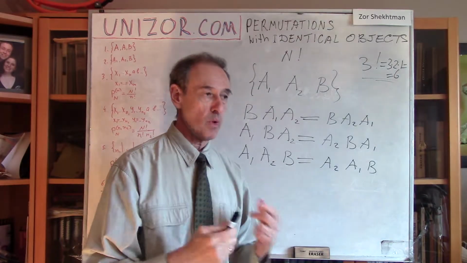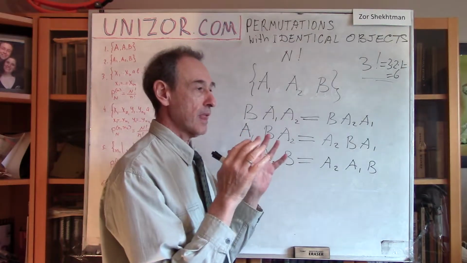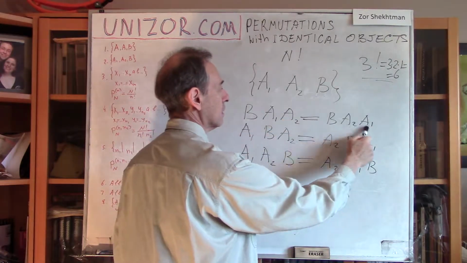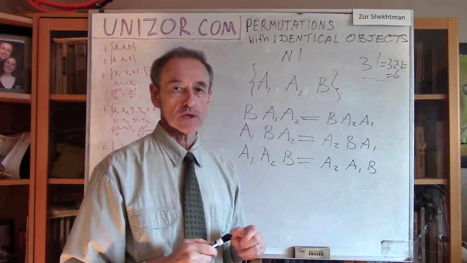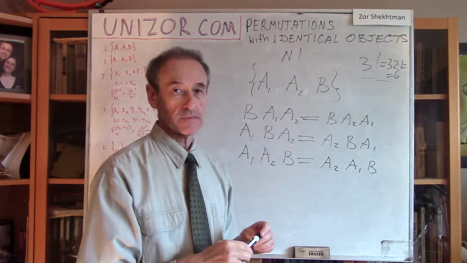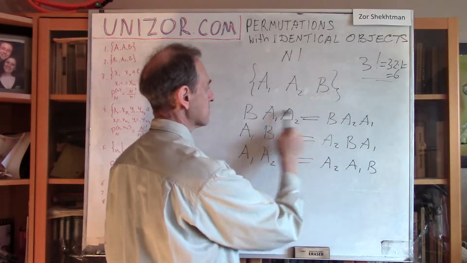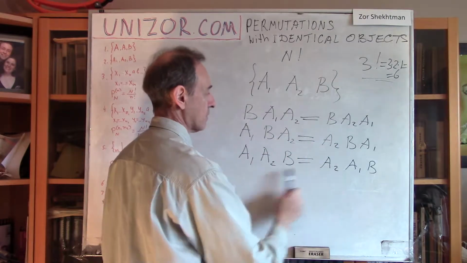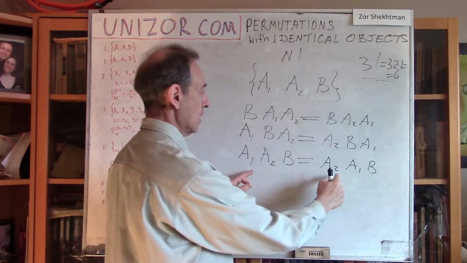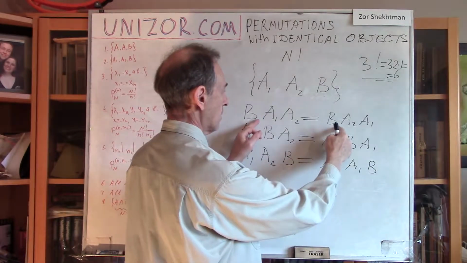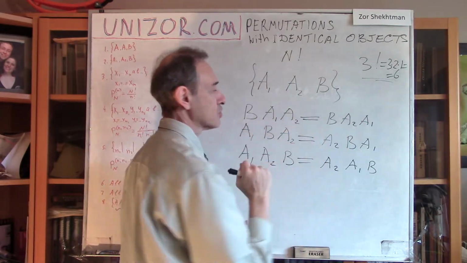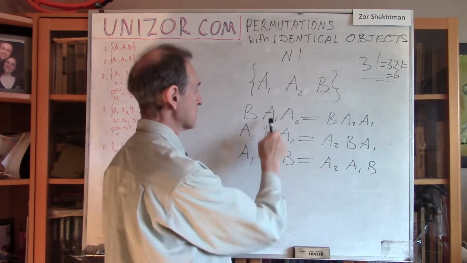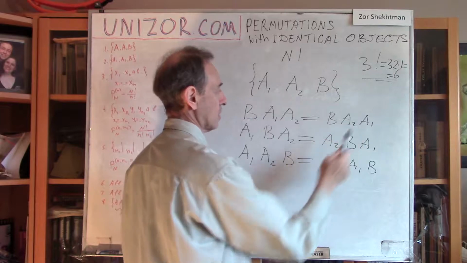So my point is that if you take all the combinations where identical objects are on the same places, in this case it's this pair of combinations, or this pair, or this pair. So within each pair, my identical objects are exactly on the same places where they are. This is number 2, number 3, and this is number 2, number 3.